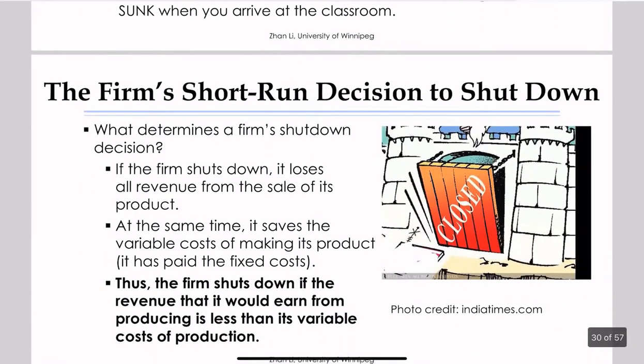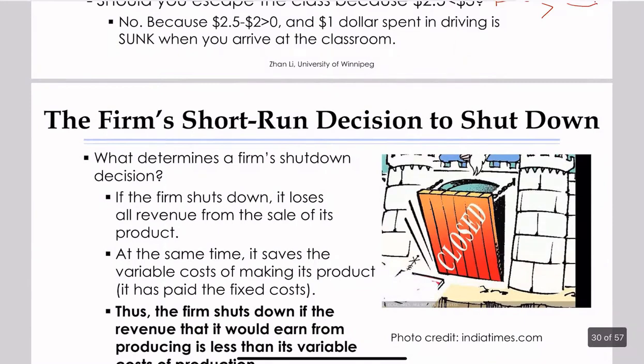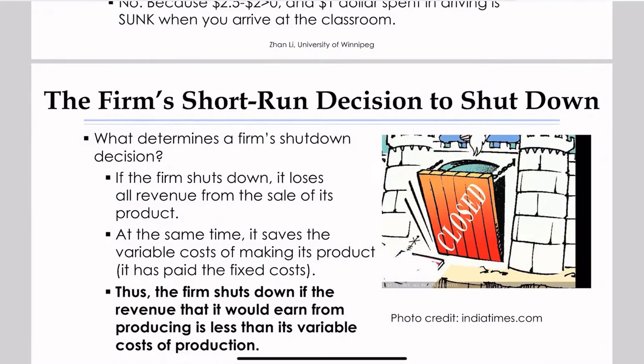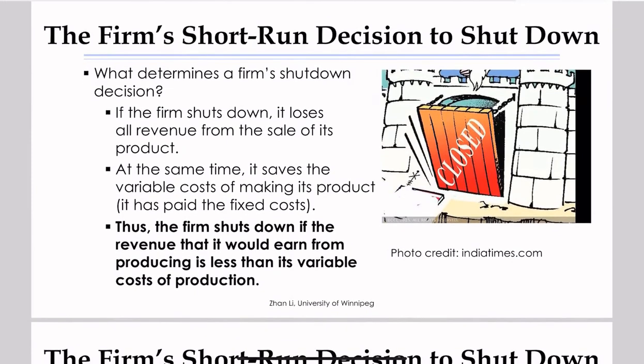Okay, this is just a real life example, but you can see that you should apply the same logic to a firm's decision on whether to shut down or not. Remember that shutdown is a short run decision. So when a firm decides whether to shut down, it should compare its revenue with its variable cost. Again, fixed cost should not play a role in the firm's decision to shut down or not.